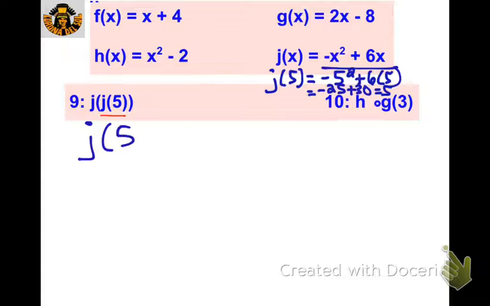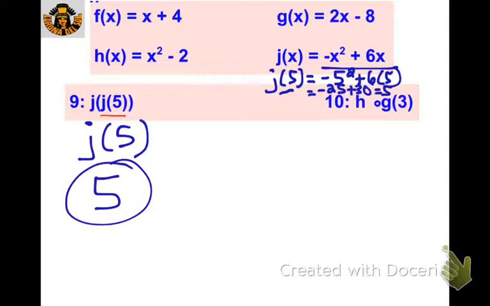So that means we can replace it. So now we're looking for what's j of 5. Well, we already figured out what j of 5 is. J of 5 is 5. So then we can say the answer is 5. That's kind of an interesting one.